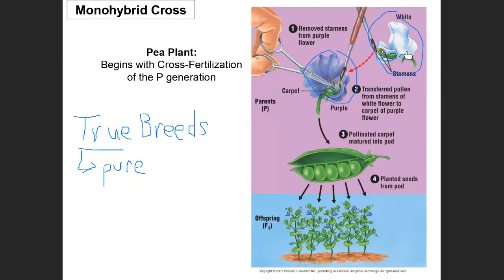Then he focused on pea plants that produce white flowers. Now imagine we get rid of everything here, and we're only looking at this, a pea plant that produces white flowers.